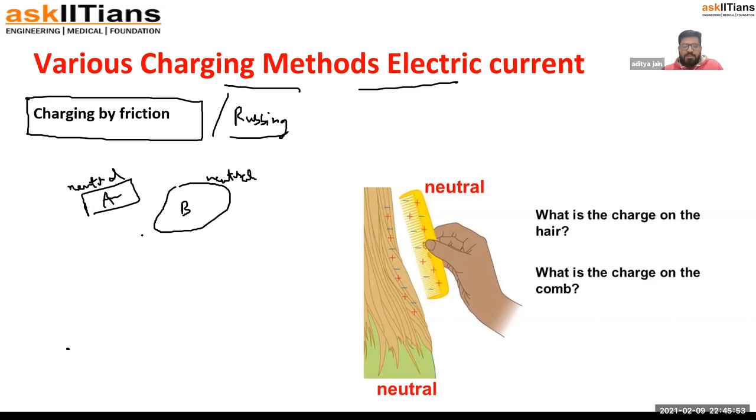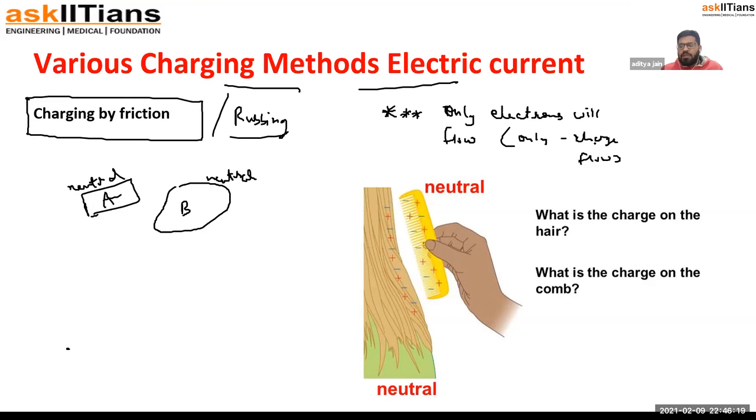Okay. So what happens basically, this is neutral, this is neutral. If you rub both these bodies, there is some transfer of charges. And always remember one thing that is very, very important, that in charging only electrons will flow. Only electrons will flow. That means only negative charge flows.